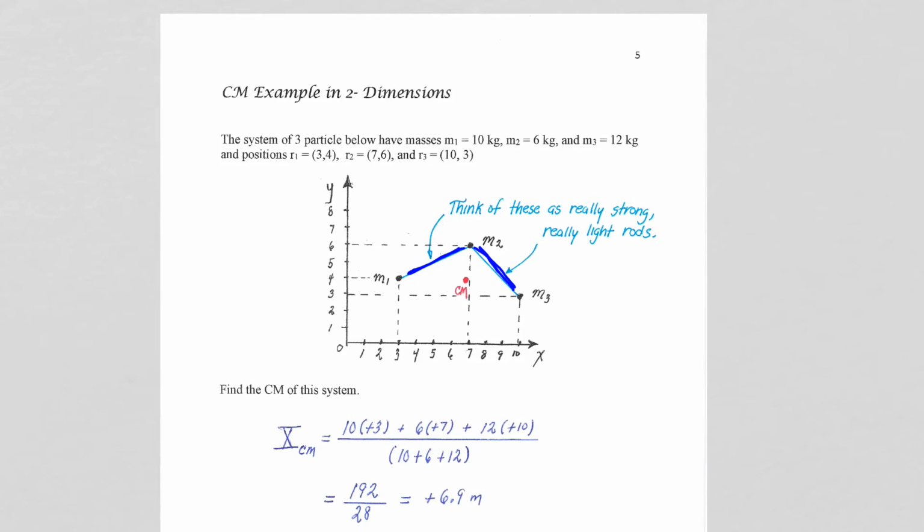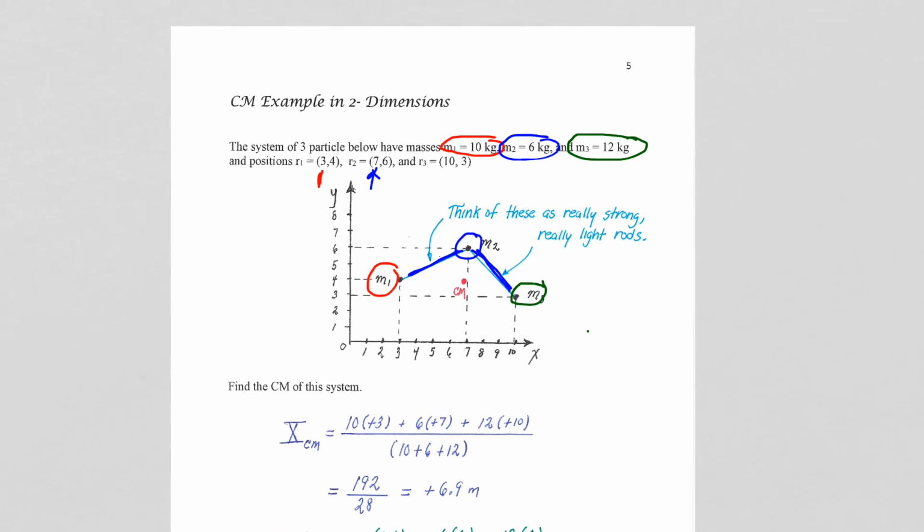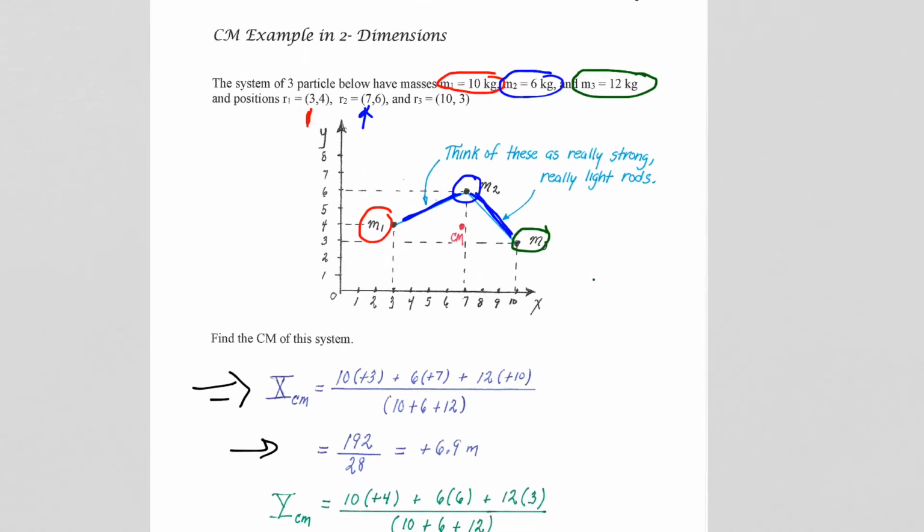So particle 1, let's do that in red, is a 10 kilogram particle at X position 3. M2 is a 6 kilogram particle at position 7, and M3 is a 12 kilogram particle at position 10. So that is what I have shown here. And we get the x coordinate for the center of mass is going to be positive 6.9, so almost 7.